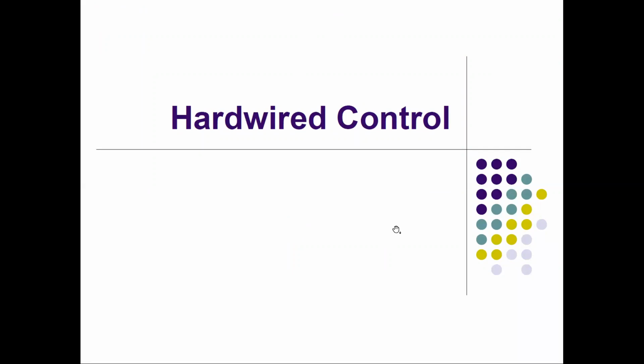Hello, today we will be discussing the design of the control unit. There are two different mechanisms that are being used for the design of the control unit. One is called hardware controlled and the second one is called microprogrammed controlled.